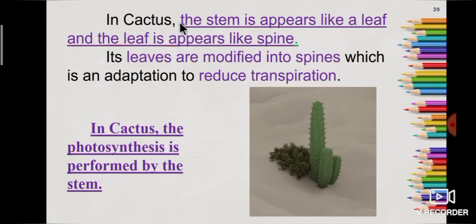In cactus, the stem appears like a leaf and the leaf appears like a spine. Its leaves are modified into spines, which is an adaptation to reduce transpiration. In cactus, the photosynthesis is performed by the stem.